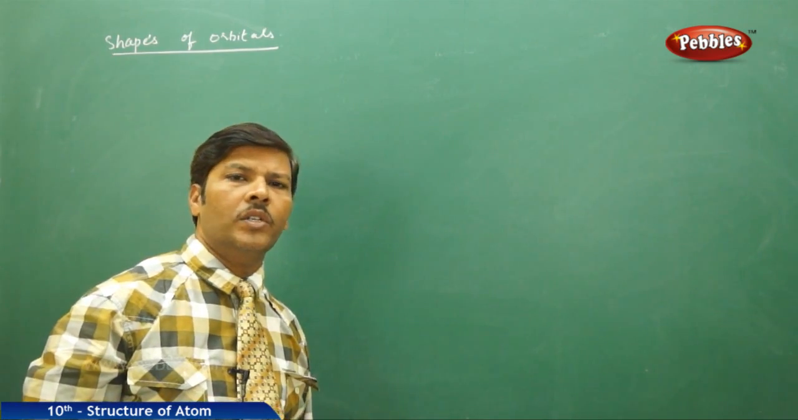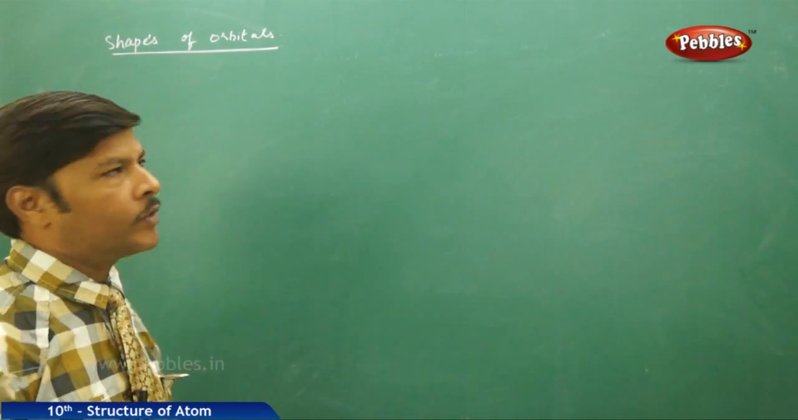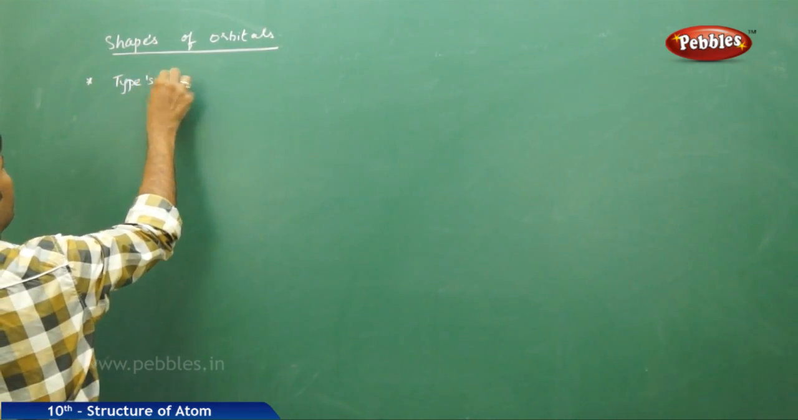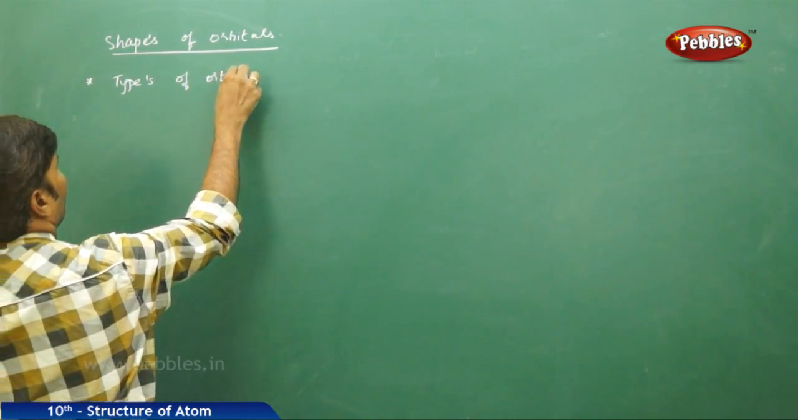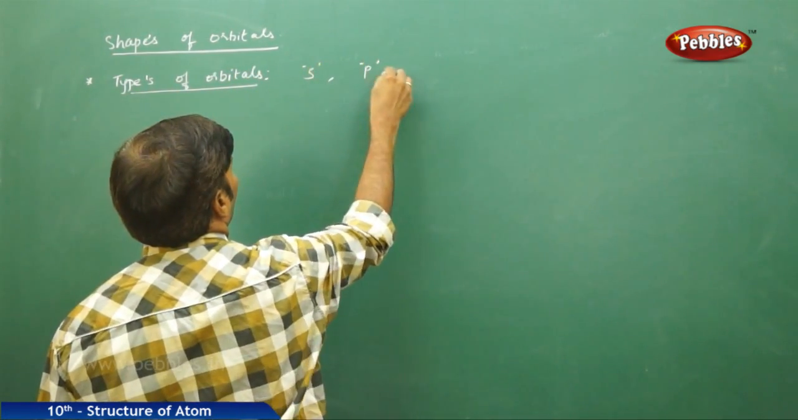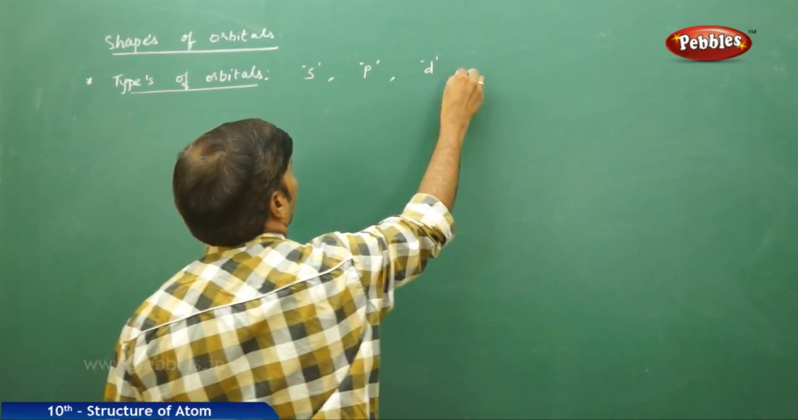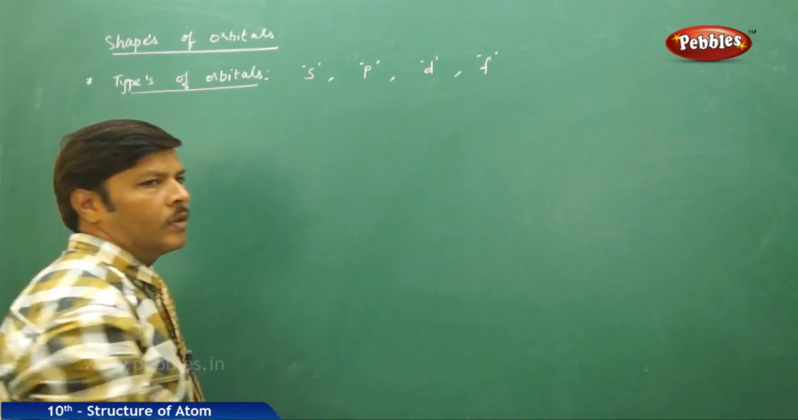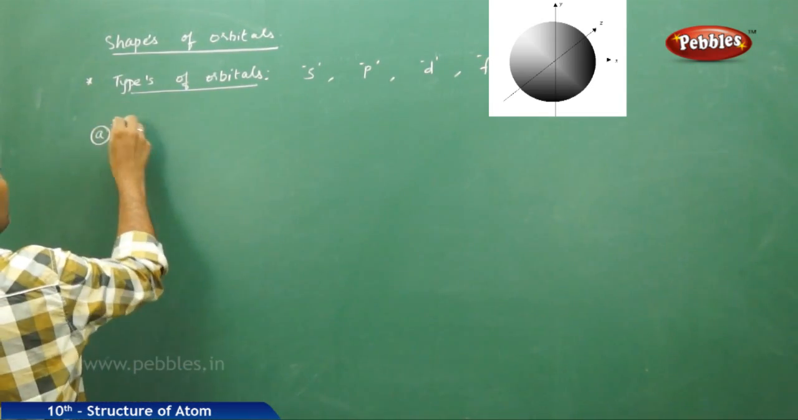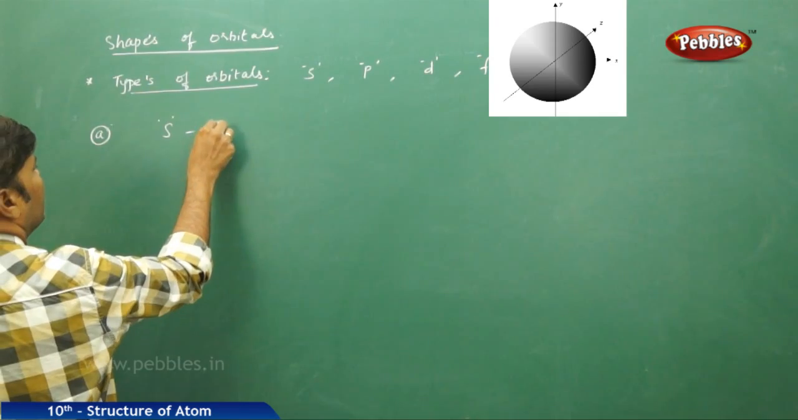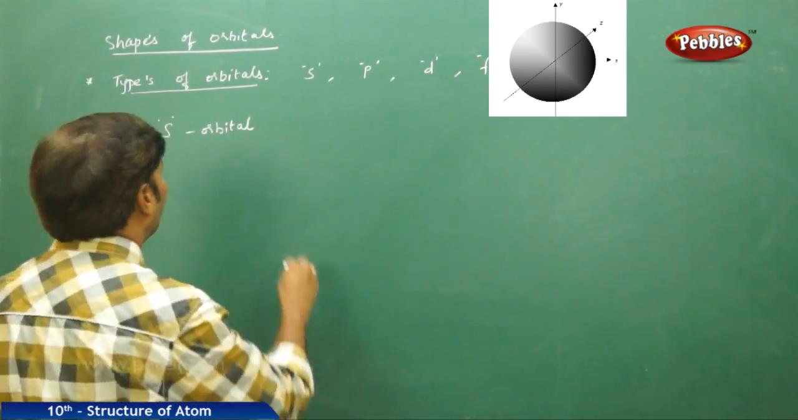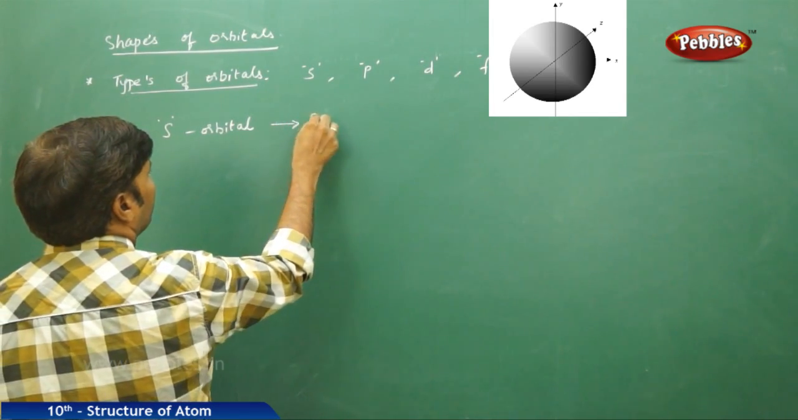Next topic under our discussion is shapes of orbitals. As you know, when you go for types of orbitals, we have s orbital, p orbital, d orbital and f orbital. So if you go for s orbital, it has spherical shape.